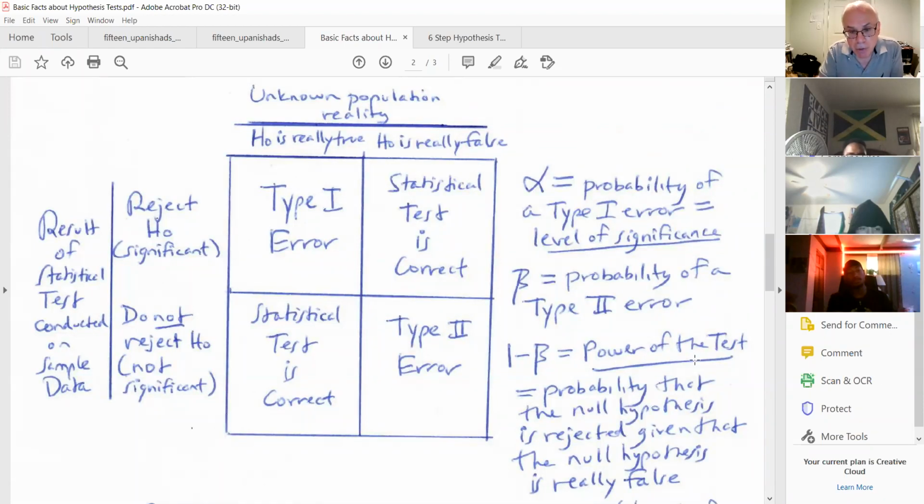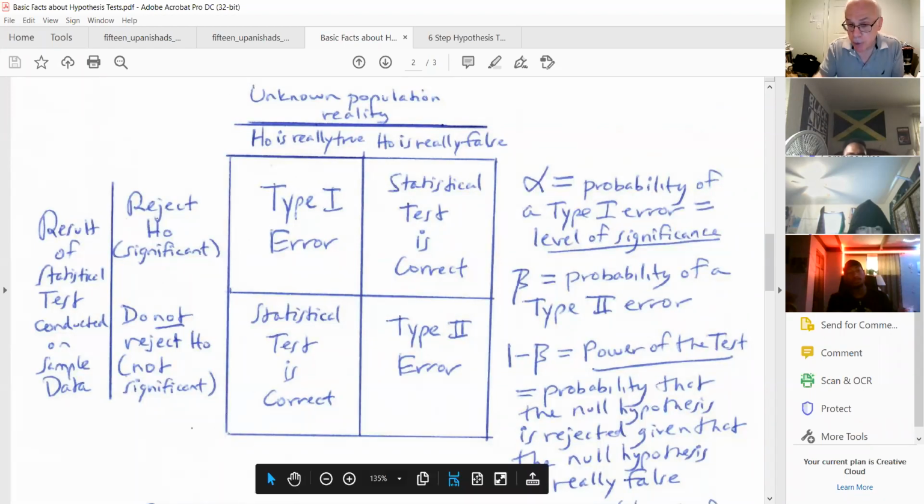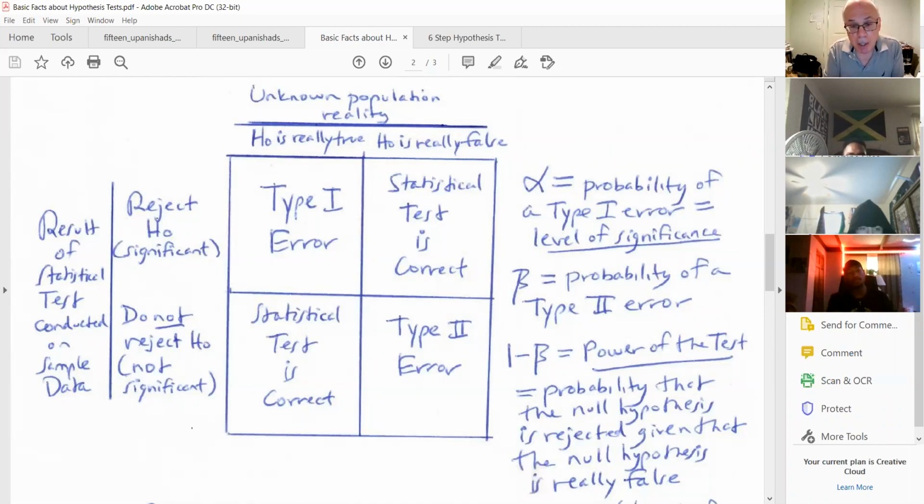All right, so that's called the power of the test, and that's all you need to know about the power of the test. That it's 1 minus beta. So if I give you beta, you can easily calculate the power of the test, and you should also know that a high number is what you want, a high probability. You want a low beta, you want a high 1 minus beta, and you want a low alpha. All right? You don't want probabilities of errors to be high. You want them to be low.